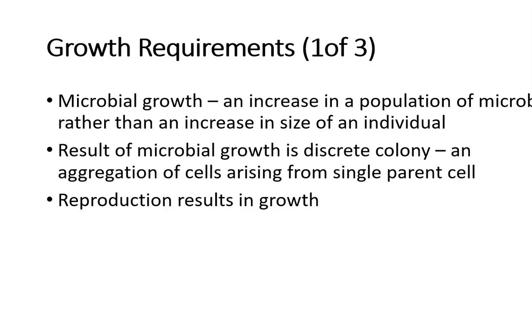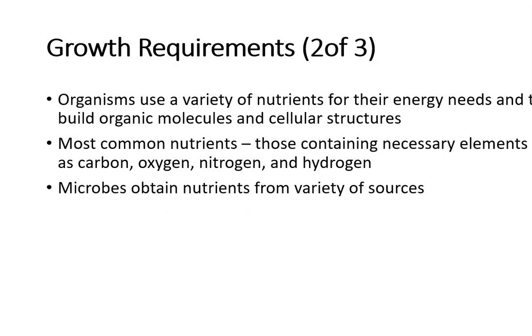And so each colony that you see on a plate is an aggregation of cells coming from one single parent cell. They can be millions of cells in that colony, but they're all the same. They all have the same genetics because they've been doing binary fission, and they all have a single parent, and that parent has reproduced a million times. So it's just growth in numbers, not getting bigger in size.